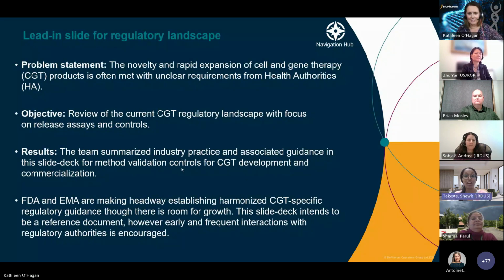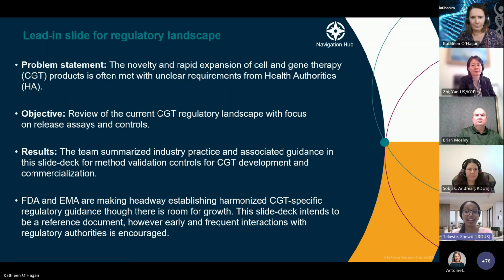All right, so when this BioPhorum analytical validation workstream started, it became quickly apparent that we needed to review the regulatory landscape. The novelty of each of our products raises challenging questions from health authorities during filing that relate to the CMC product manufacturing and quality. So we approached this from a developer's perspective.